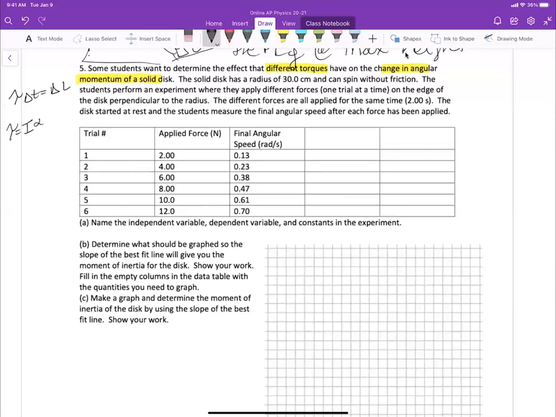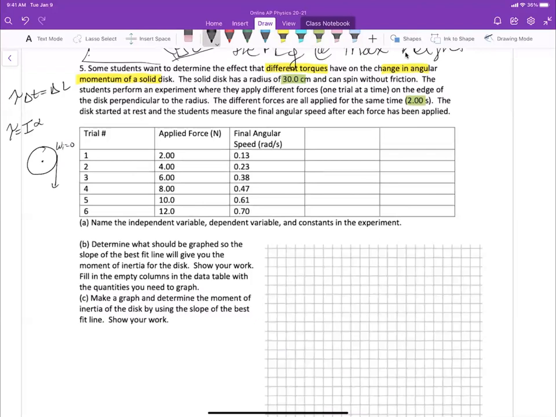The solid disc has a radius of 30 centimeters and can spin without friction. The student performs an experiment where they apply different forces, one trial at a time, on the edge of the disc, perpendicular to the radius. Let's just imagine what that looks like. So here's my disc. I have some force, and they're going to apply it for the same amount of time. The disk starts at rest, so the initial velocity is 0, and the students measure the final speed after each force.